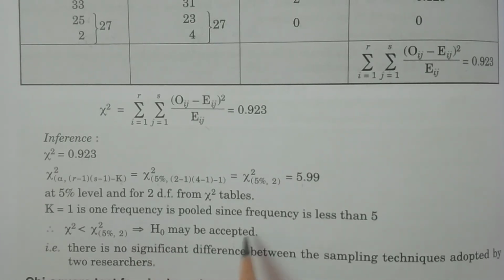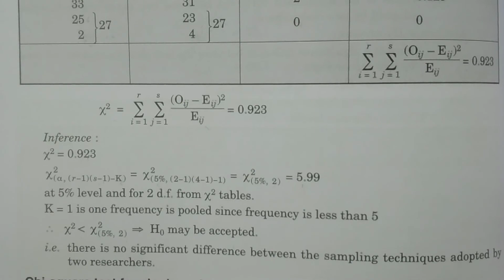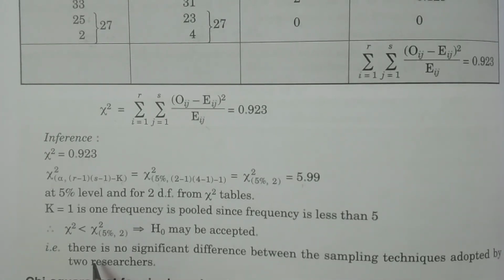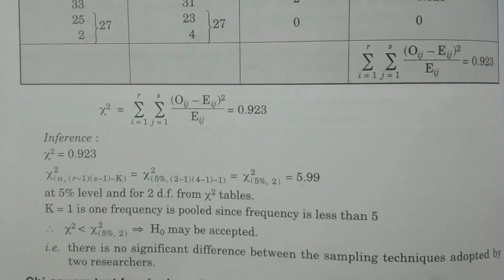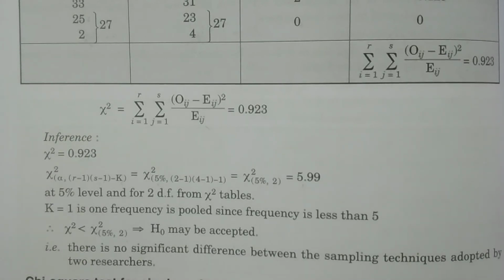What is H0? There is no significant difference between the sampling techniques adopted by the two researchers. They are independent, not dependent, whatever the sampling techniques adopted by the two researchers at different intelligence levels of the students. So that is the conclusion. There is no significant difference between the sampling techniques adopted by the two researchers.